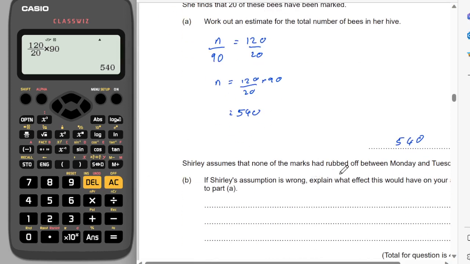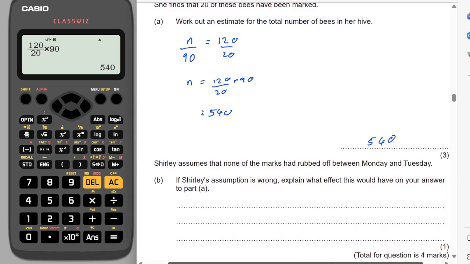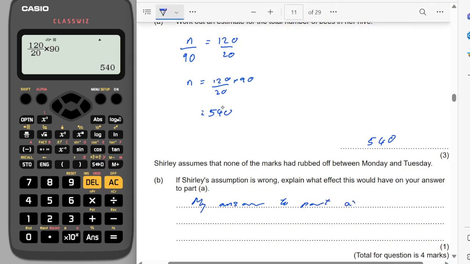Shirley assumes that none of the markers have rubbed off between Monday and Tuesday. If Shirley's assumption is wrong, explain what effect this would have on your answer to part A. So if some of the markers would have rubbed off, then there would be more bees in the hive. So my answer to part A would be higher.